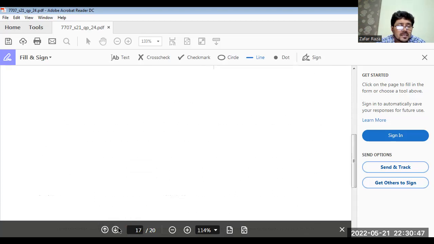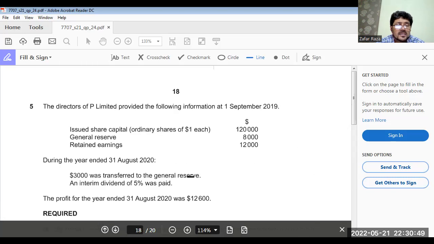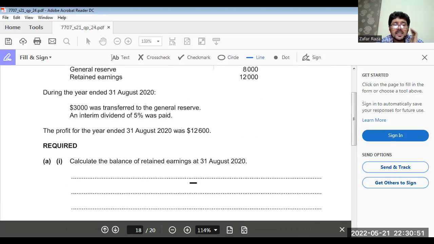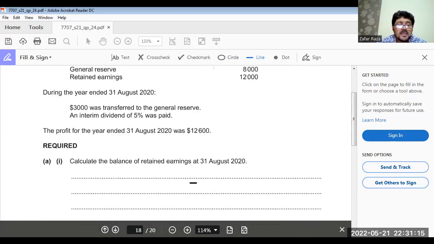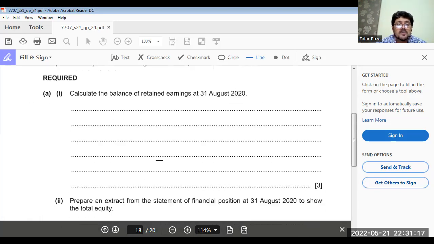Next page. Okay, last question. Required balance of retained earnings on 31st. On 1st September 2019, issued share capital is given, general reserve and retained earnings. Now 31st August 2020, a transfer to general reserve 3,000, interim dividend 5%, profit for the year was 12,600, and we have to make a balance of retained earnings. It means a statement of retained earnings is what we have to make.